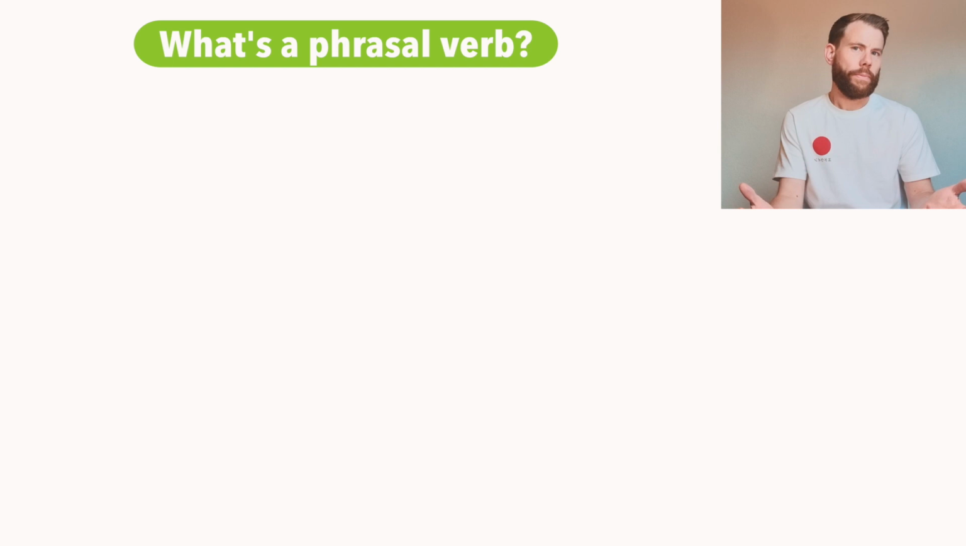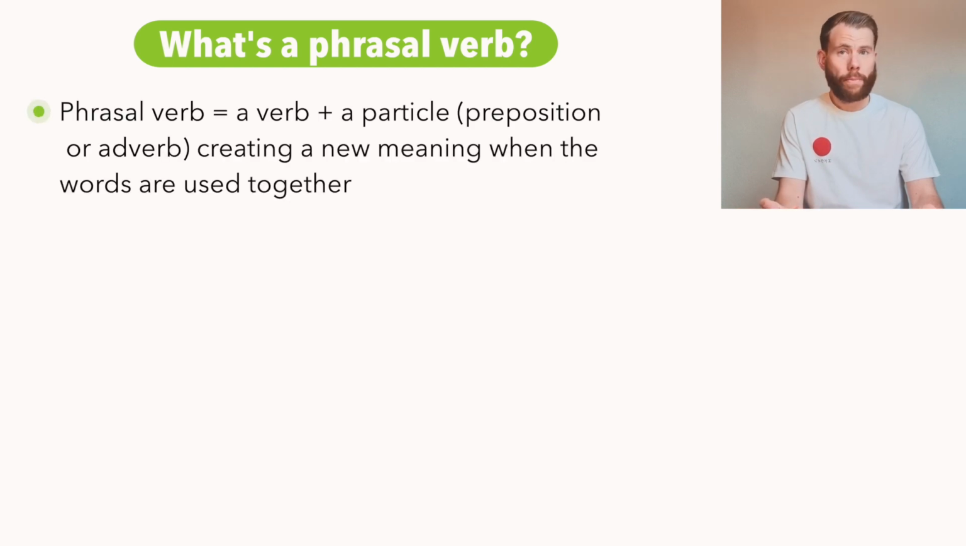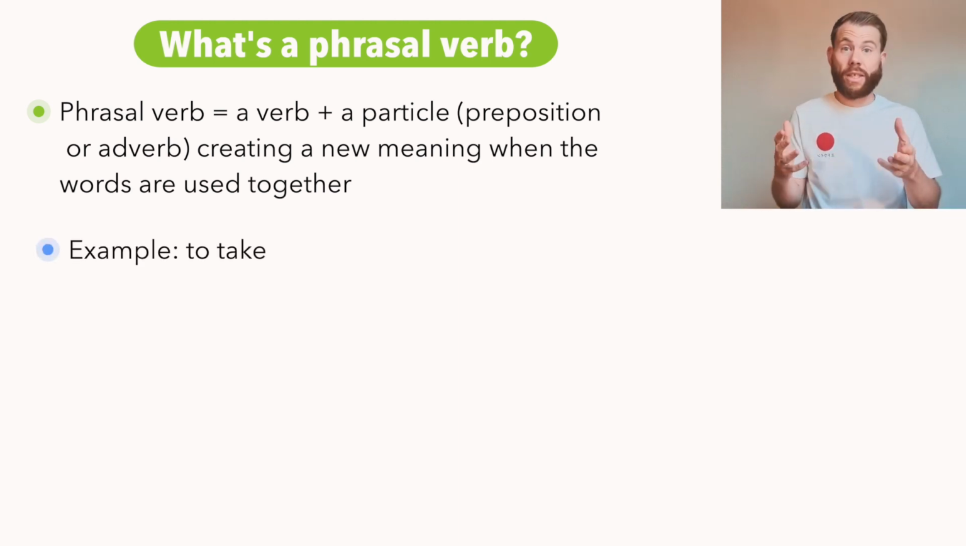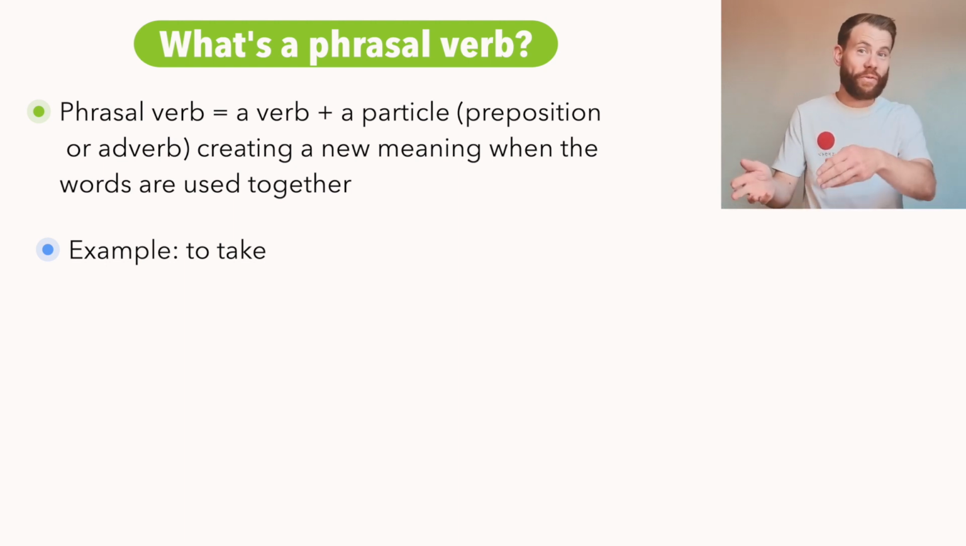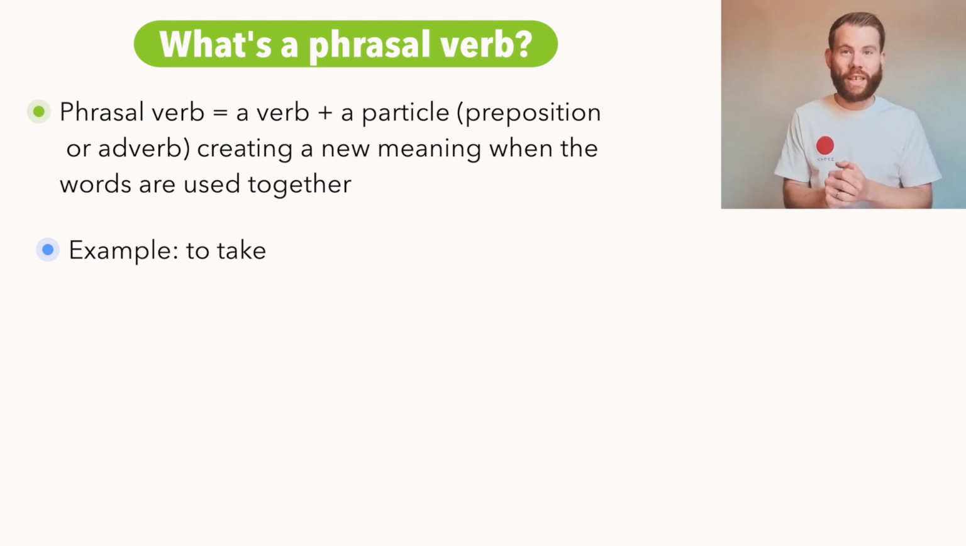So first things first, what's a phrasal verb? It's when you take a normal verb and you add a particle. The particle, it's either a preposition or an adverb. Let's look at the verb to take as an example. So I'm sure you know the meaning of the verb to take. If you don't know the meaning of the verb to take, then this video is probably not for you. Check out one of our other videos on the channel. This is more for people who are already at an intermediate level.